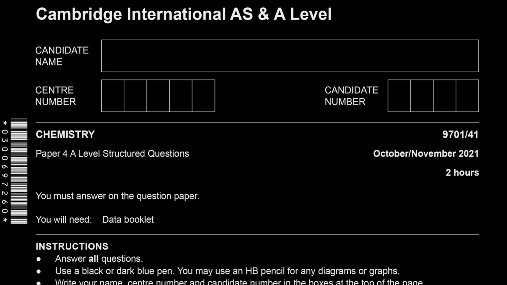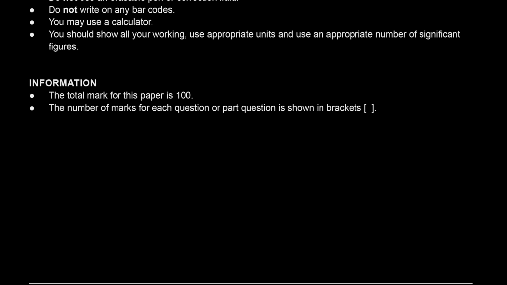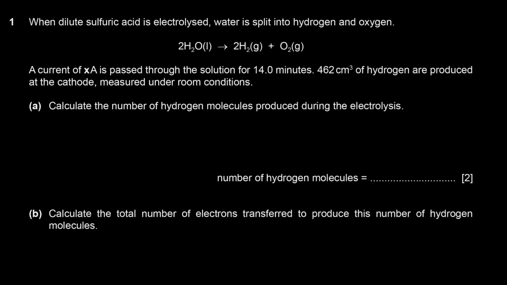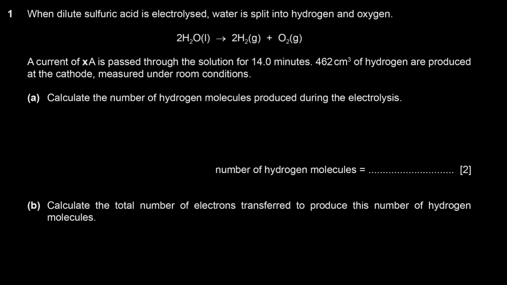All right, so today we're going to solve October-November 2021 paper 41. All right, here we have question number 1. Question number 1 says, when dilute sulfuric acid is electrolyzed, water is split into hydrogen and oxygen. So here they've shown the equation for the electrolysis of water, right? Water is broken down into its constituent elements, hydrogen and oxygen gas.